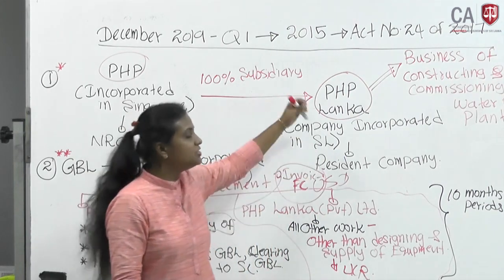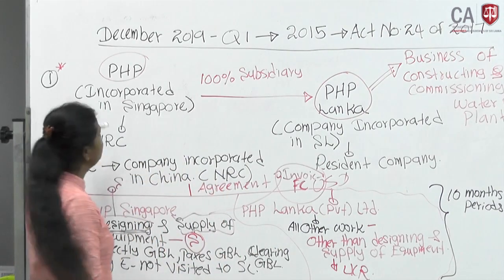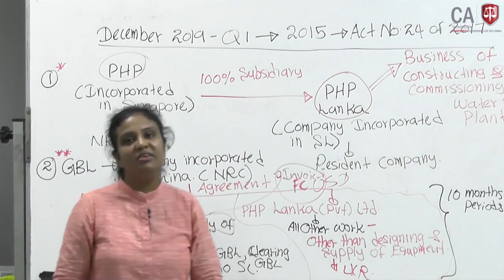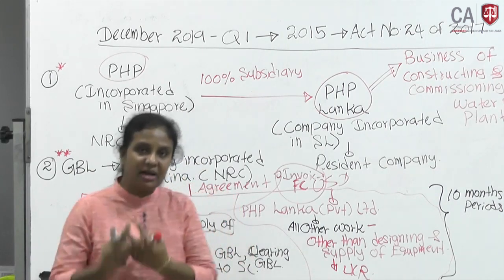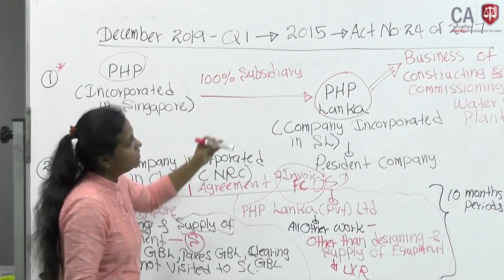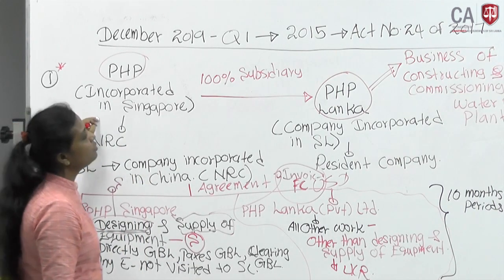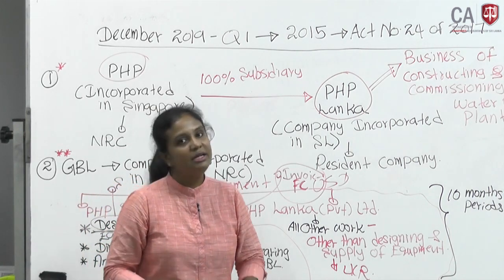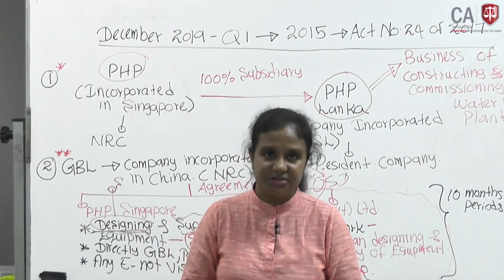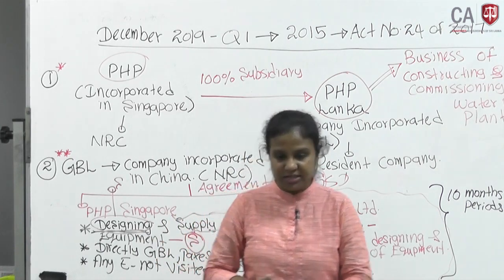Therefore, if there is no PHP Lanka, can PHP Singapore perform those activities in Sri Lanka? Cannot. Therefore, indirectly there is a relationship between PHP Singapore and PHP Lanka, which seems to be a dependent agency relationship. Okay. Now for 8 marks we will come to the answer.